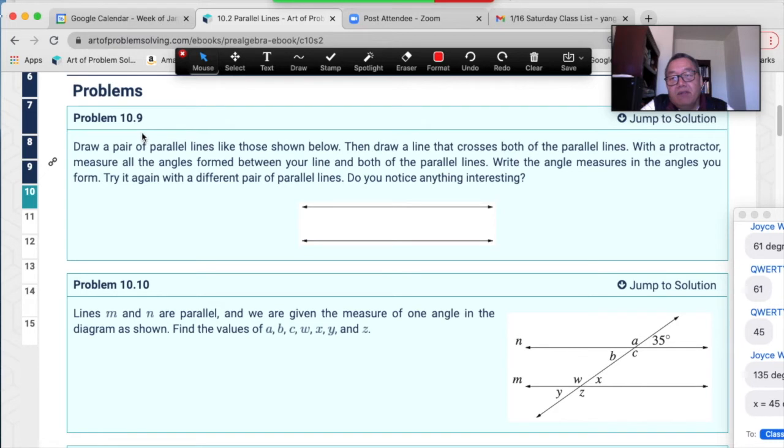Let's say this problem 9. They ask you to draw a pair of parallel lines like this shown below. Then draw a line that crosses both of the parallel lines. Then with a protractor, measure all the angles formed between your line and both of the parallel lines. Write the angle measures in the angles you form. Try it again with a different pair of parallel lines. Do you notice anything interesting?